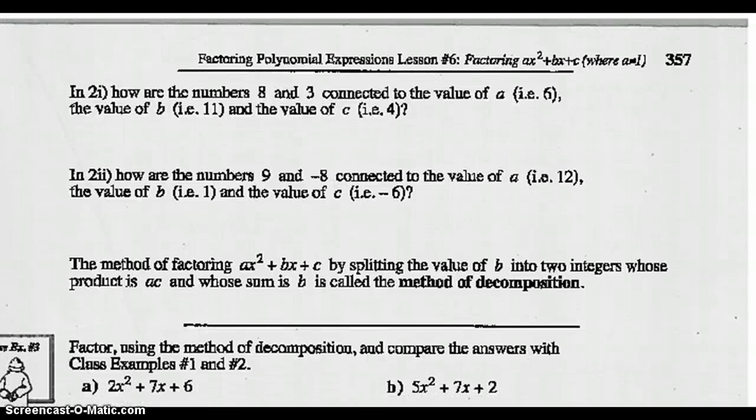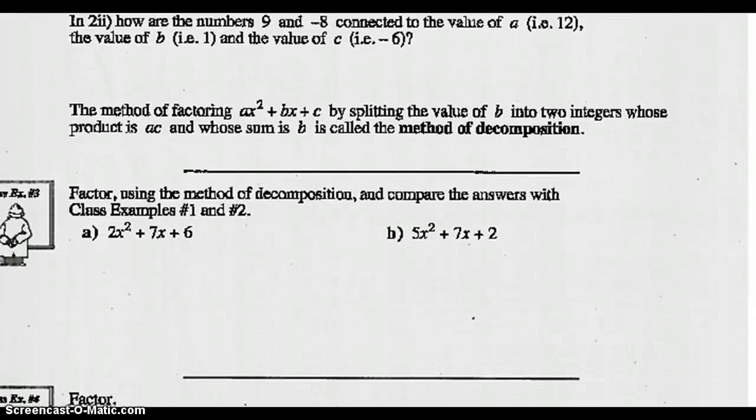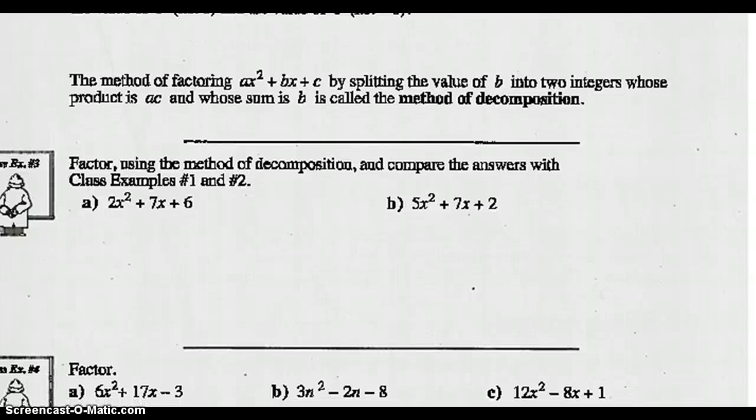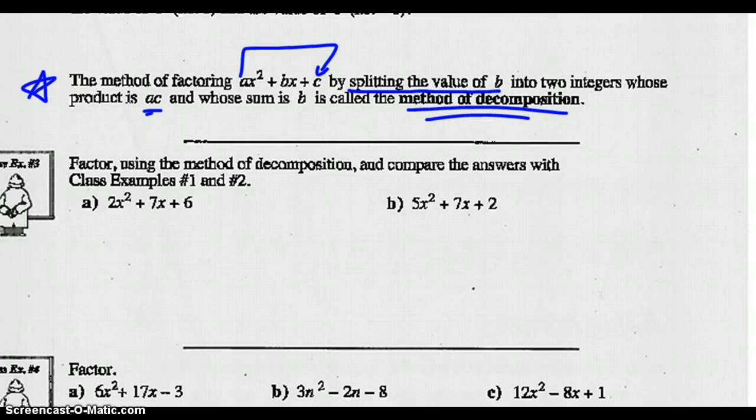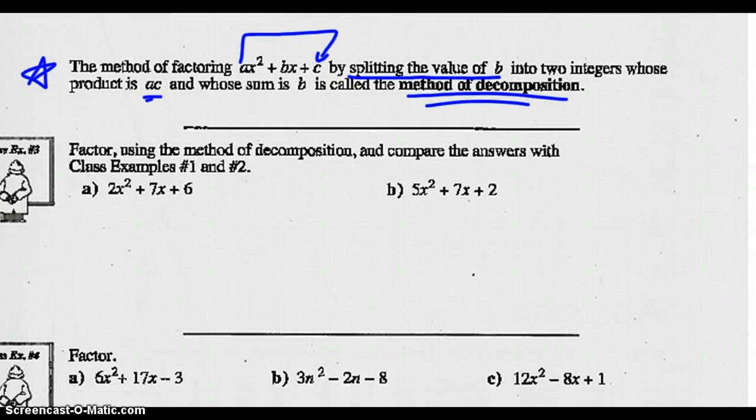So how are the numbers 8 and 3 connected? And how are the numbers 9 and negative 8 connected? Well, right here, the method of factoring x squared plus bx plus c by splitting the value of b, or decomposing it, into two integers whose product is a times c. So you have to take the a and multiply it by the c. That's called the method of decomposition. So it's best just to watch how to do a few.